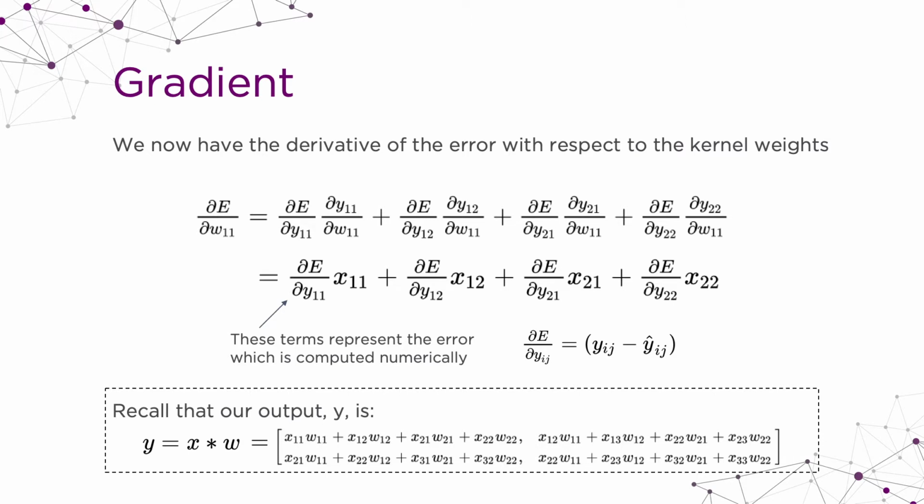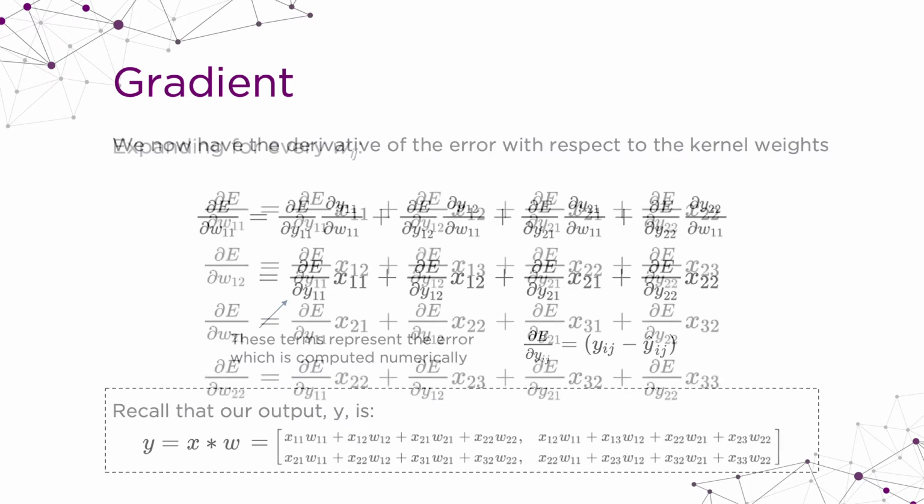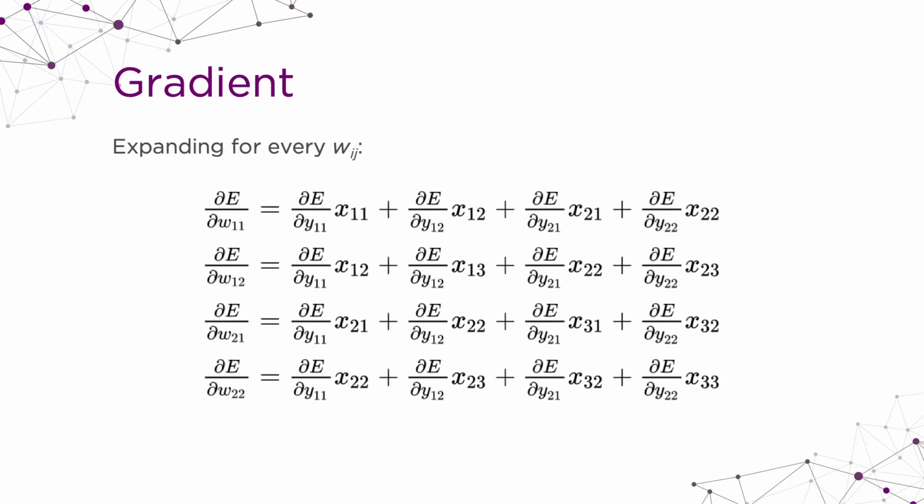Now what's interesting is that we need to compute the error with respect to y11. And because of the loss that we defined, we know that this error is simply the difference between what our network outputted and what we were predicting. So we can compute this numerically. So this is the following result that we get.